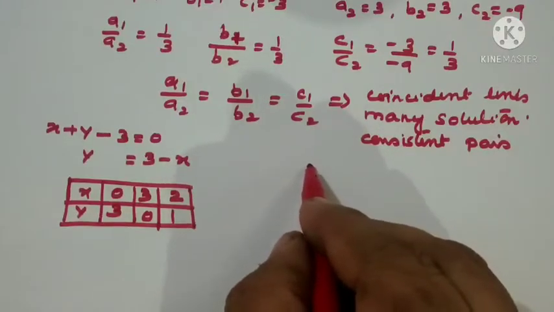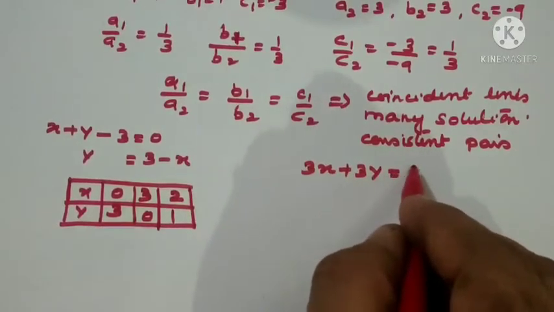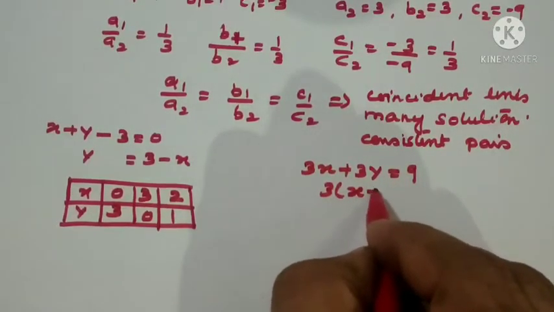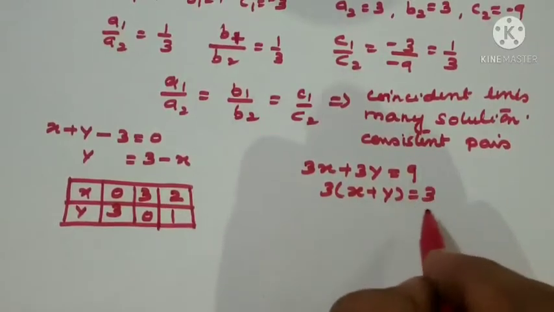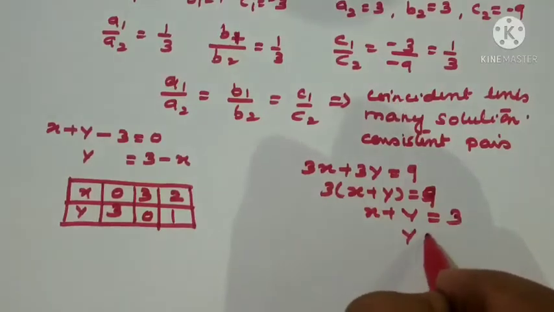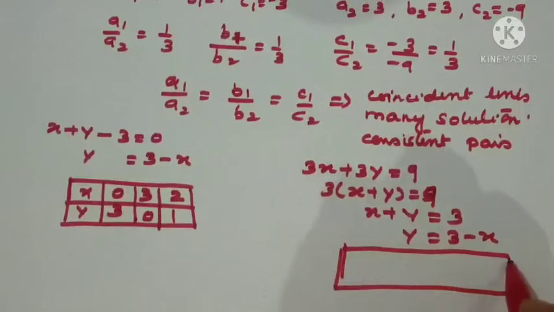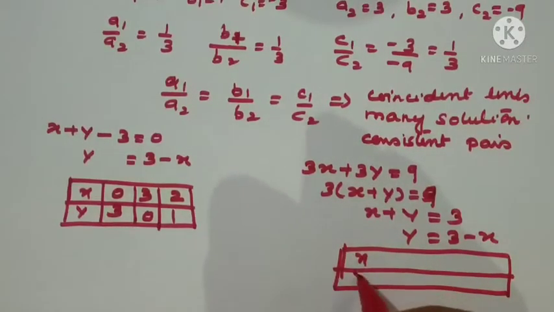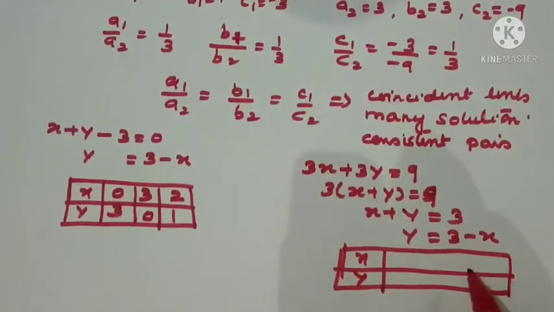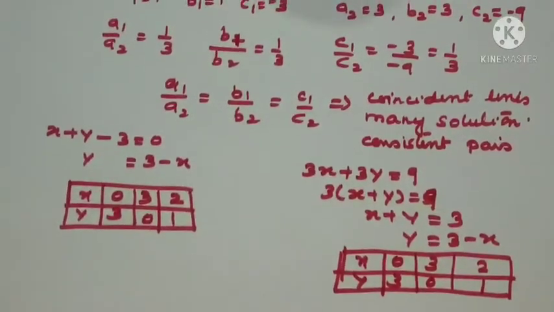Again the same equation we are having this side, because the common factor is 3 only, it will get cancelled. So 3 into x plus y equal to 9, or x plus y equal to 3, then y equal to 3 minus x. So same solution only, we can repeat it one more time. x and y: 0, 3; 3, 0; and 2, 1. Now what is the next step? We have to draw the graph.